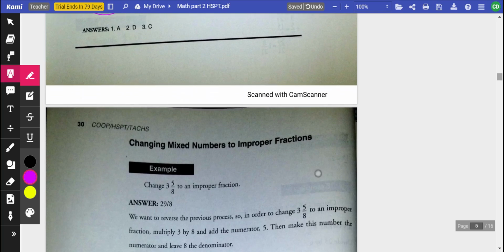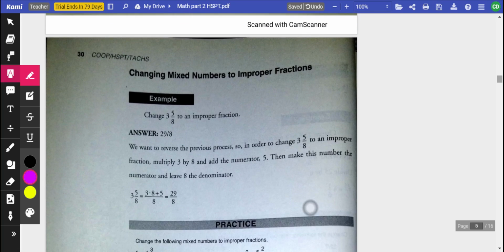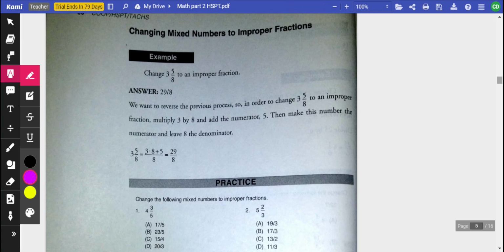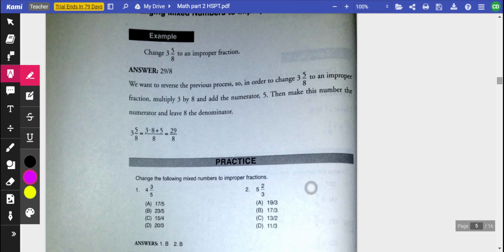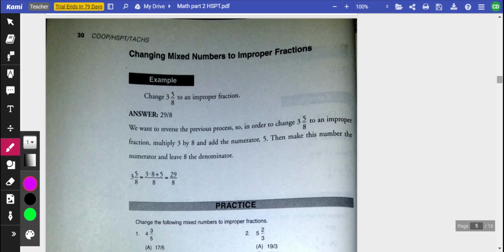Our answer was C. Then our next part, changing mixed numbers into improper fractions. So our example, they ask us to change 3 and 5 over 8 to an improper fraction. All we're going to do is it's kind of like taking your whole dollars and turning them into change.